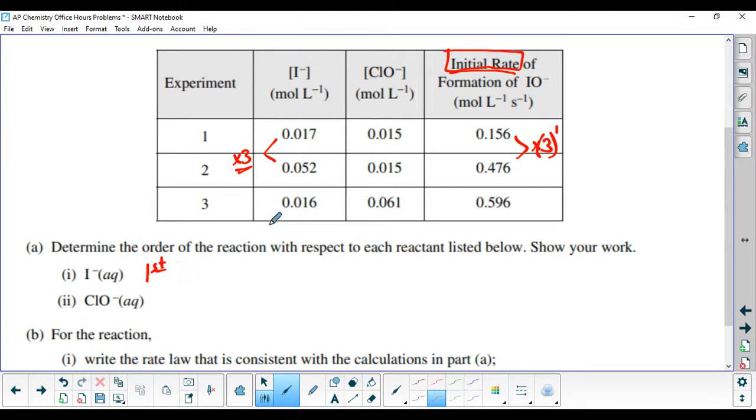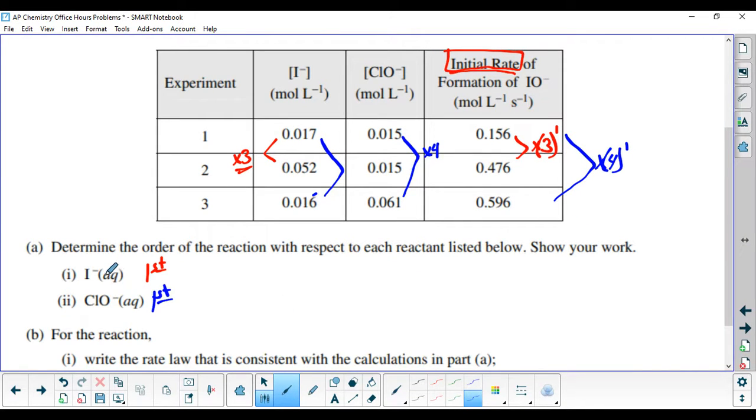We do the same thing for the ClO minus. We find two trials where the iodine doesn't change. That'd be trials 1 and 3. I'll switch colors here. This is constant, so it's not going to affect the rate of my reaction. But 15 to 61, what do we do to get to 60? Well, 15 times 4 gives me 60, so this would be quadrupled. Then I want to compare this trial to my final trial. What do I have to do here? You also have to quadruple it. So again, 4 raised to the first power. This is also first order.